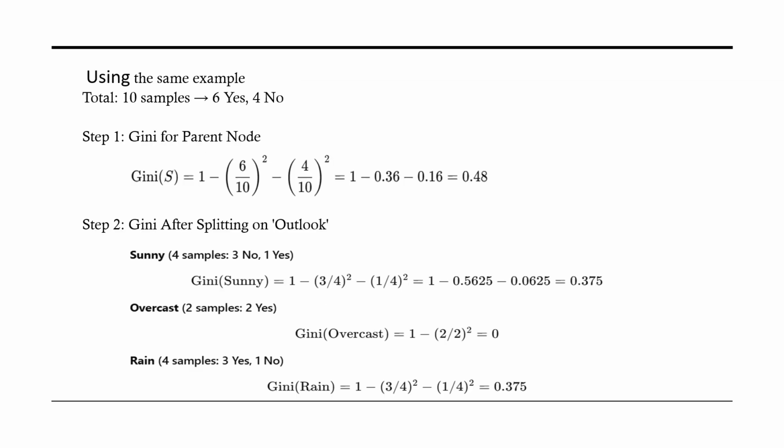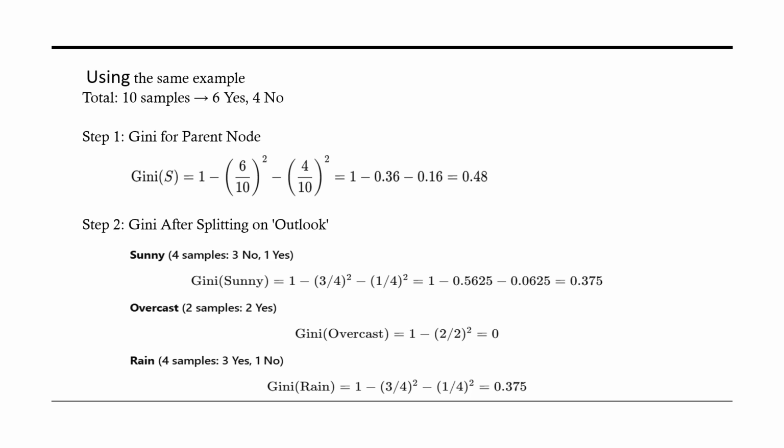So using the same sample, how many samples have we taken? Totally 10 samples. How many yes are available? 6 yes. How many no? 4. So the first step is to calculate the Gini value for the parent node, applying the same formula. I'm getting the Gini value as 1 minus 6 by 10, where 6 is the number of yes and 4 is the number of no. So 1 minus 6 by 10 the whole square minus 4 by 10 the whole square, which is around 0.48.